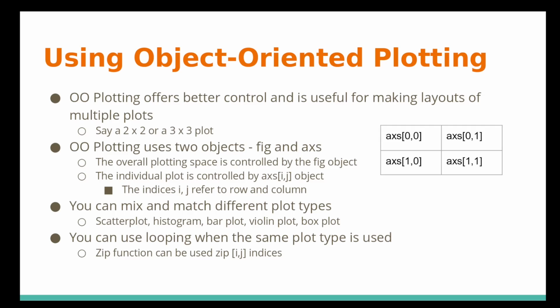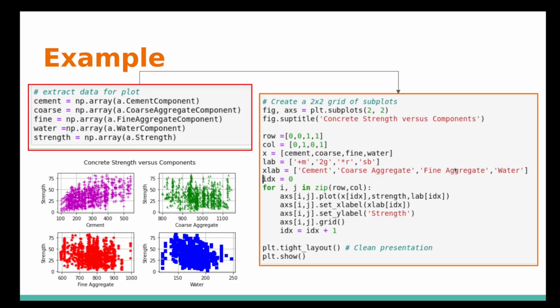And axis objects are denoted by IJ notation. I stands for rows and J stands for columns. You can mix different types of plots in each of these panels. For example, you could have a scatter plot, a histogram, a violin plot, and a box plot as part of your 2x2 plotting space. You can also make use of the zip function to loop through these panels and place your plots appropriately. So let me show you an example of this.